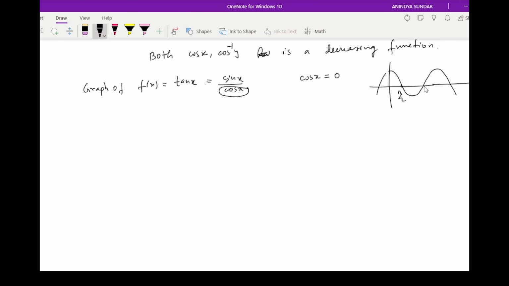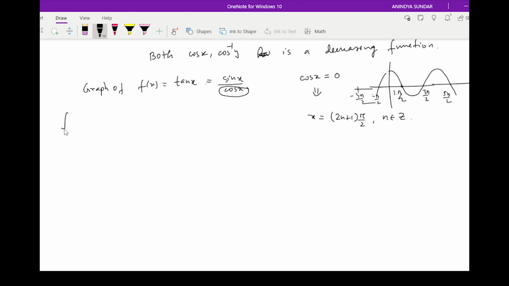So this is pi by 2, this is 3 pi by 2, this is 5 pi by 2. So you can get an idea that at odd multiples of pi by 2, this is pi by 2, this is minus pi by 2, then minus 3 pi by 2. So at odd multiples of pi by 2, cos becomes 0. From this I am getting x equal to (2n plus 1) pi by 2, where n belongs to Z. So tan is not defined at these points, because the denominator is 0. Tan is simply sin by cos.